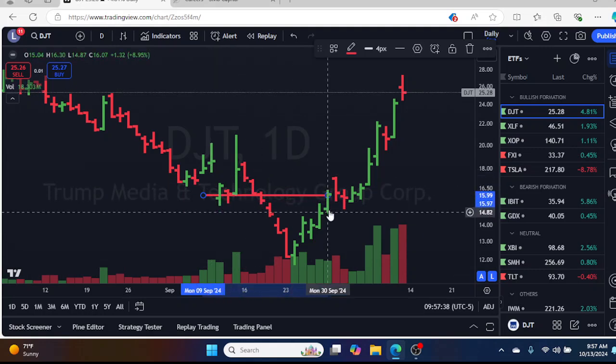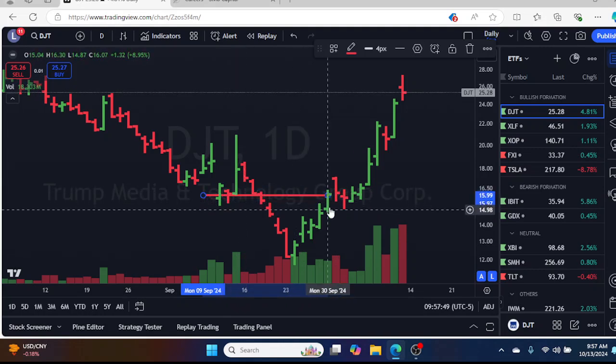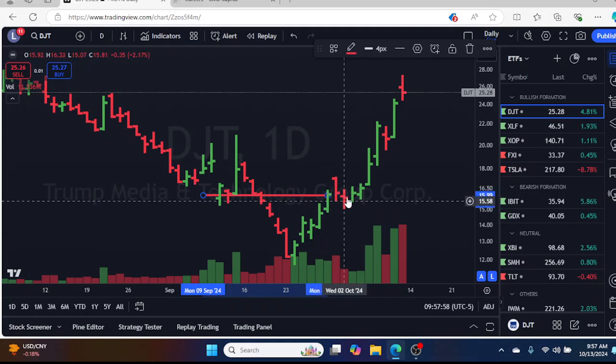So as it's coming up, I see that it's testing. I would have had a red line right here to show me the resistance. It's testing that. So our model would still be bearish at this point, especially with this decrease in green bar volume. So what's important is these red bars.